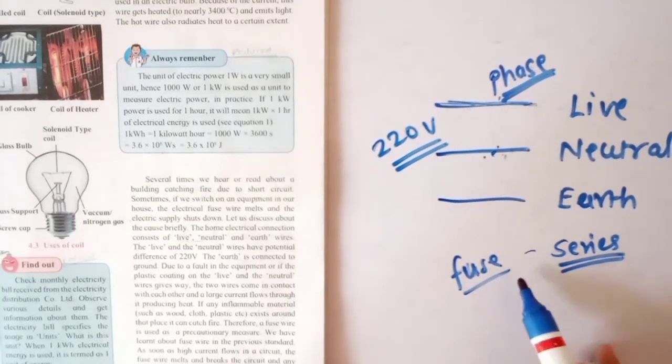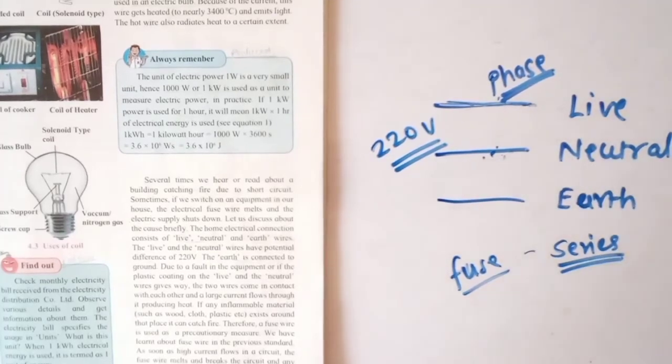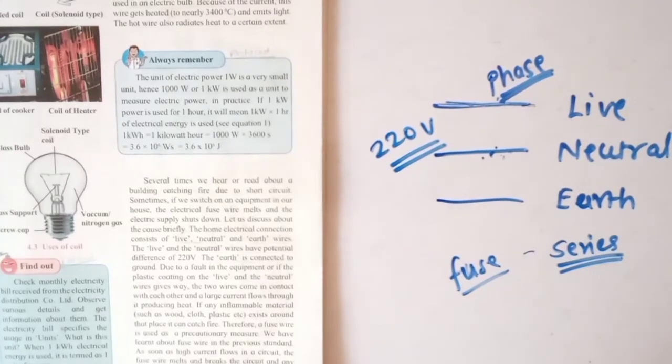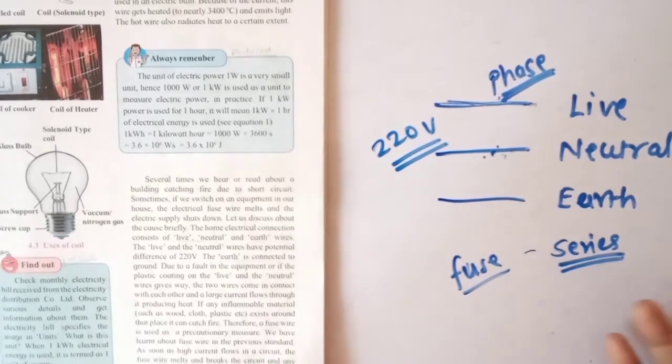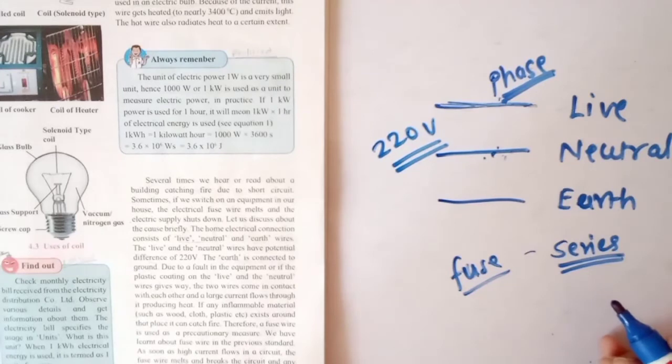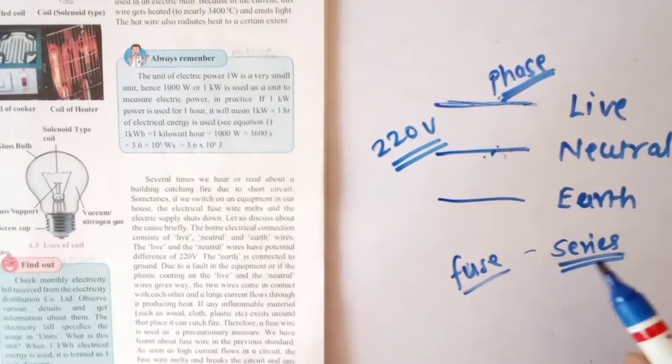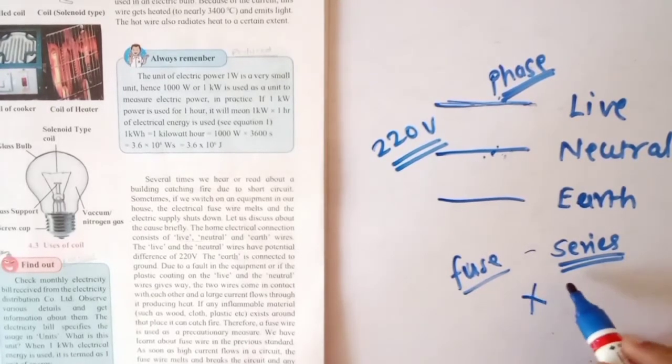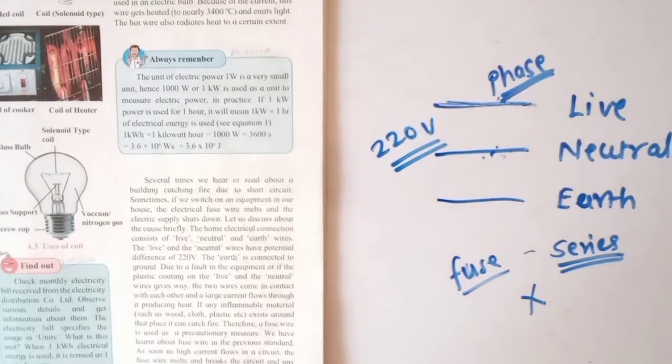So first the fuse wire will melt, due to the large amount of heat generated because of the large current. So the fuse wire melts and breaks the circuit, and any mishap is avoided. Is this thing clear to you? So the short circuit concept is clear to you.